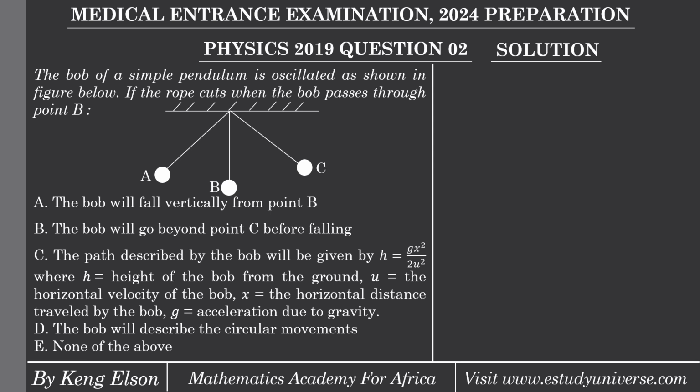The question reads: the bulb of a simple pendulum is oscillated as shown in the figure below. If the rope cuts when the bulb passes through the point B, here we have the diagram. Now we have 5 options.